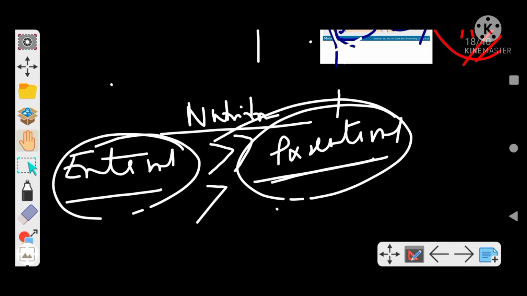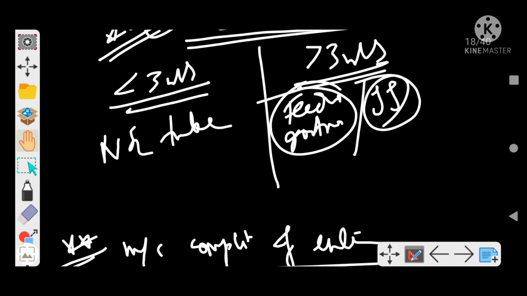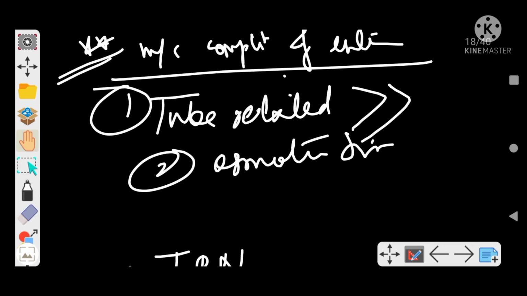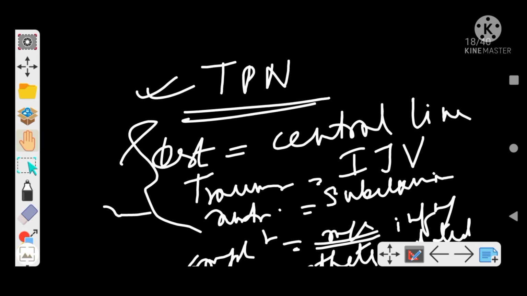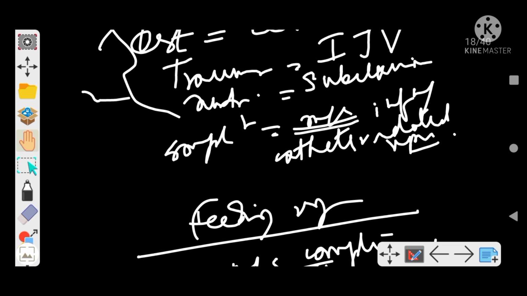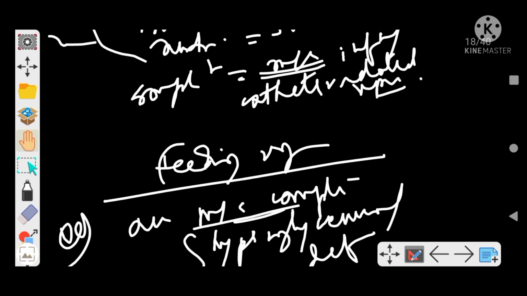Enteral is better than parenteral nutrition. With enteral nutrition for less than 3 weeks, we go with the nasogastric tube. For more than 3 weeks, we go with feeding gastrostomy or jejunostomy. The most common complication of enteral nutrition is the tube-related complication, followed by osmotic diarrhea. For total parenteral nutrition, the best is the central line. For trauma, we take the internal jugular vein. For nutrition purposes, we take the subclavian vein. The complications are mostly infection or catheter related sepsis.